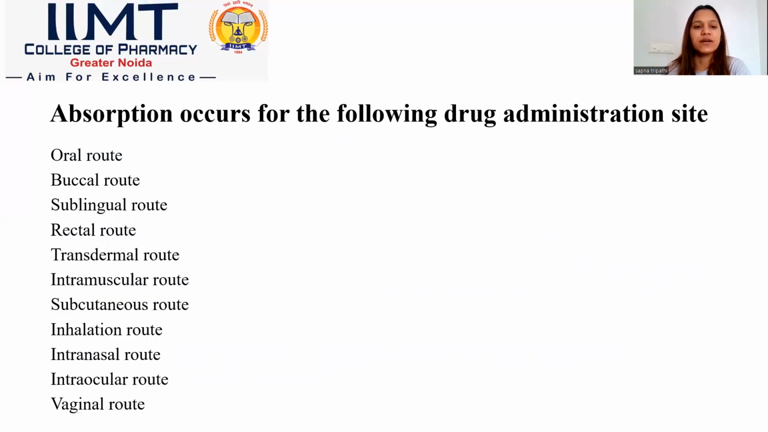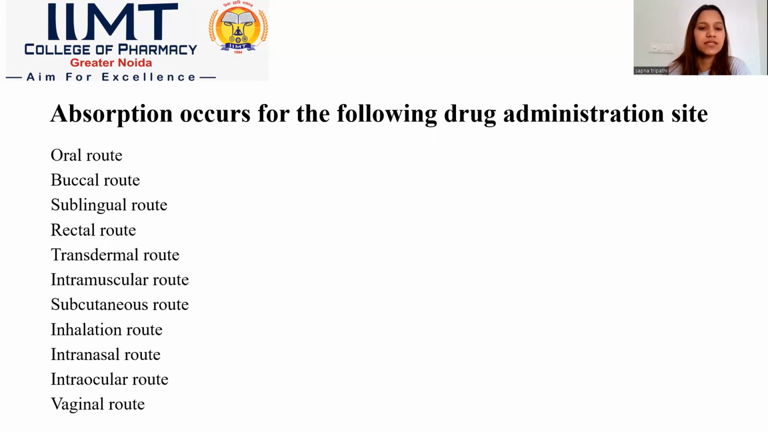Now, we can classify these routes. The first one is the oral route, which is the most common route. Approximately 90% of drugs are given by oral routes like tablets, capsules, syrups, and suspensions. The second one is the buccal route. The buccal route is when the medicament is placed between the cheeks and the gums, and the sublingual route is when the drug is placed under the tongue. The rectal route is used for suppositories. Suppositories are used by the rectal route for local action.